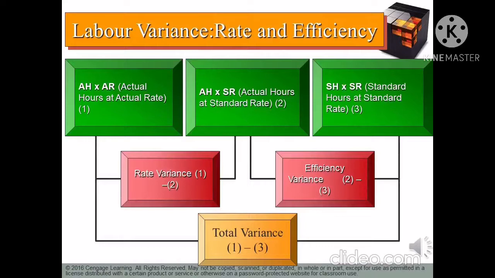So we are going to look for labor variance, rate, and efficiency. As we know, we have two ways to calculate the variance: first, using table form, or second, using formula. Actually, we apply the same approach for both. First, we have to find the actual hours, actual rate, standard hours, and standard rate, so that after that we can find rate variance and efficiency variance. All of these are used in both table form and formula.